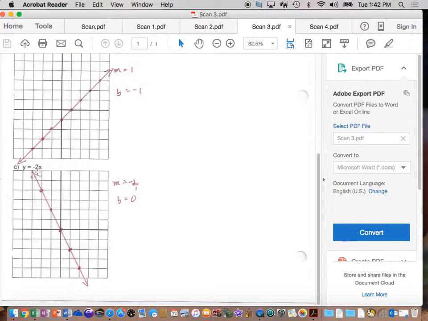Now we get to letter C. y equals negative 2x. So the slope is negative 2 because that's in front of it. Josh, how many do I go over? You go over 1. Good. And the y-intercept is 0.